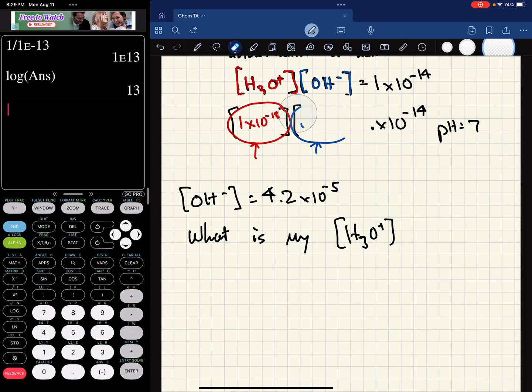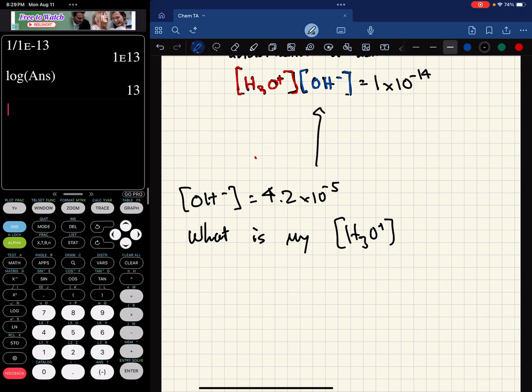What does this mean? Well, it's just super, super simple math. What I was given was this value, and what I want to find is this value. So all I have to do is plug this in: 4.2 times 10 to the negative 5. I'm not using brackets just because we're looking at it as algebra right now. Equals H plus. That's what we're solving for.